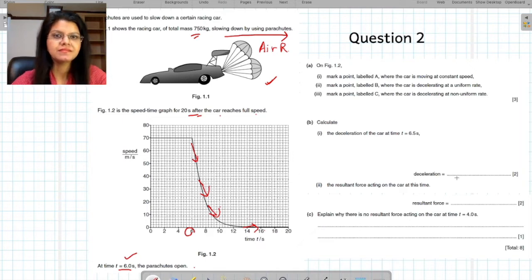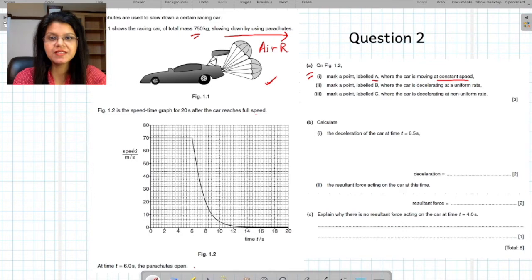Alright. Let us come to part A. Mark a point labeled A where the car is moving at a constant speed. Where is the speed constant? If you see, the first flat section talks about constant speed.